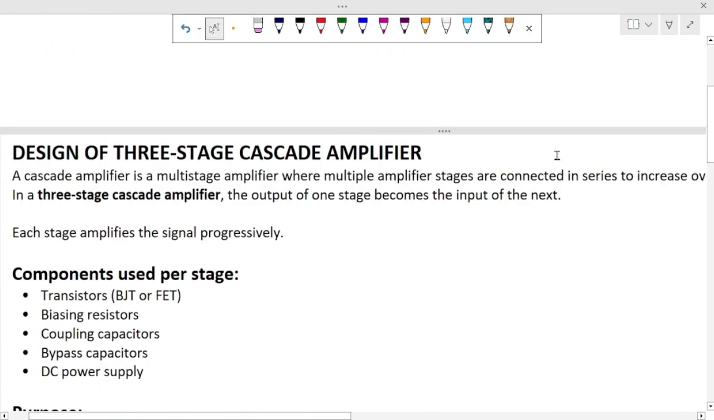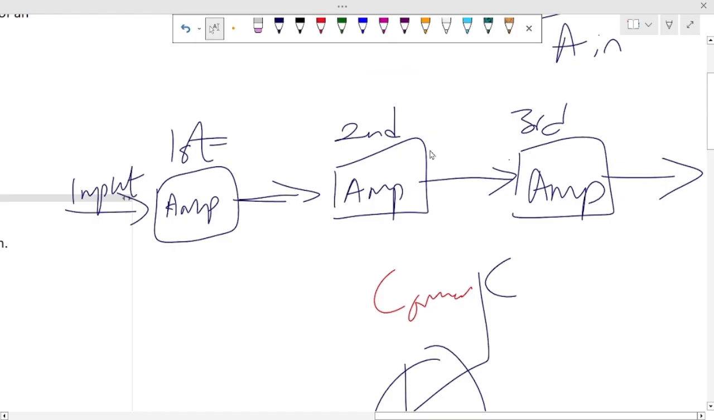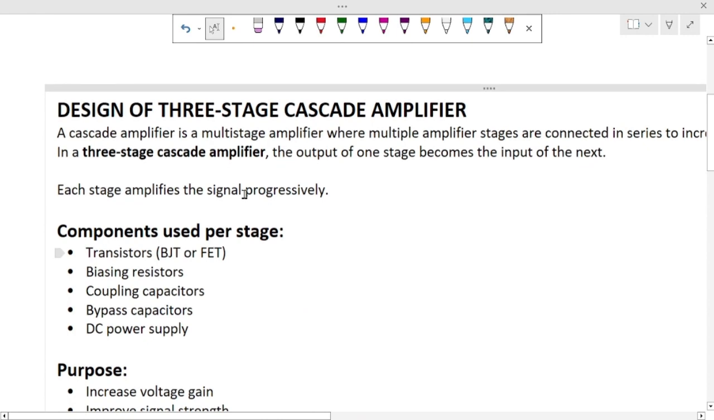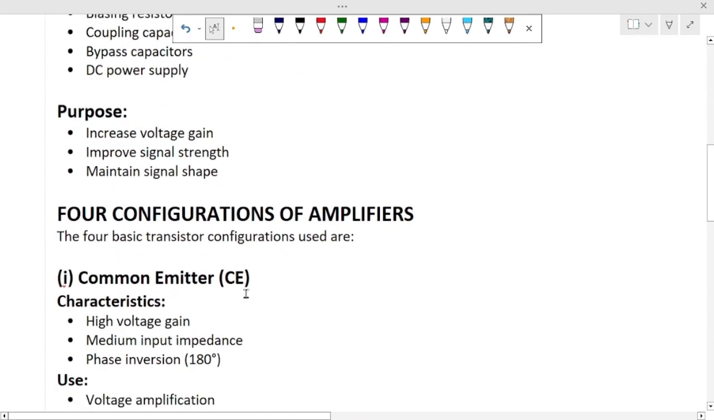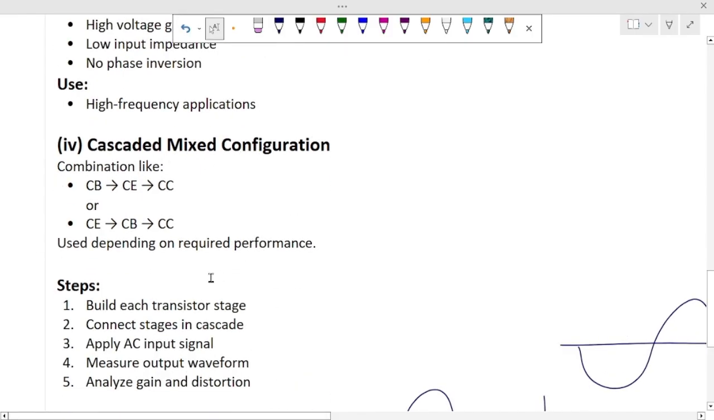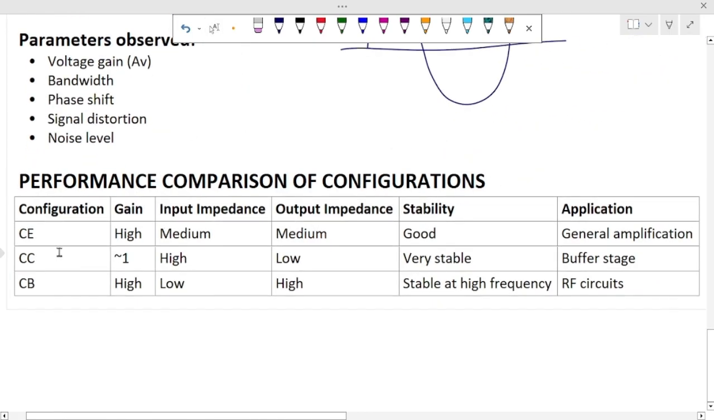So I think this is all for this video on the design of a 3-stage cascade amplifier. We mentioned that these are the 3 stages: first stage, second stage, and third stage. And then the 4 configurations: we have common emitter, common collector, common base, and then the cascade mix configuration. And we said that these are their comparison: gain, common emitter high, this one almost 1, this one also high, and these are their input impedance, output impedance, stability and application.